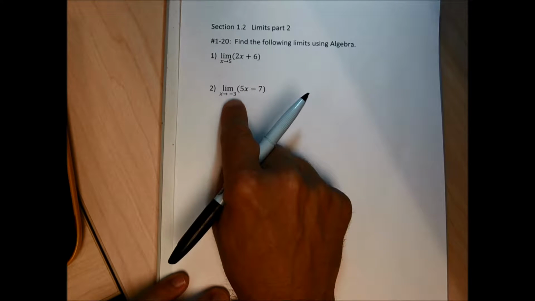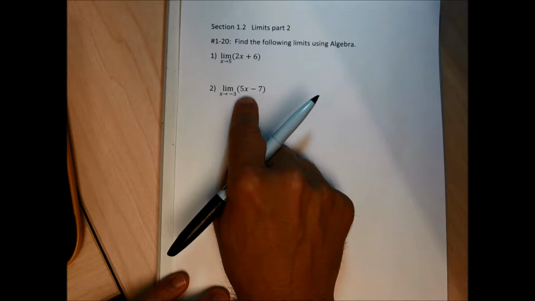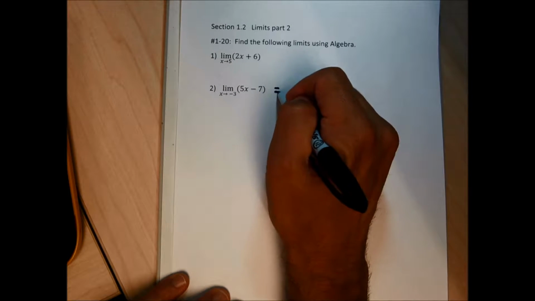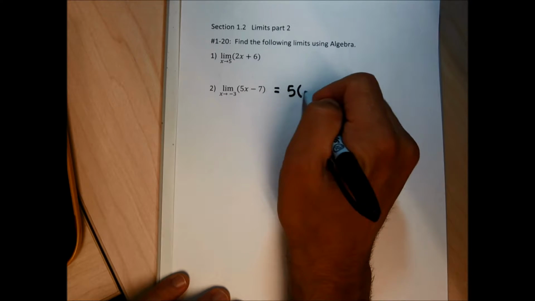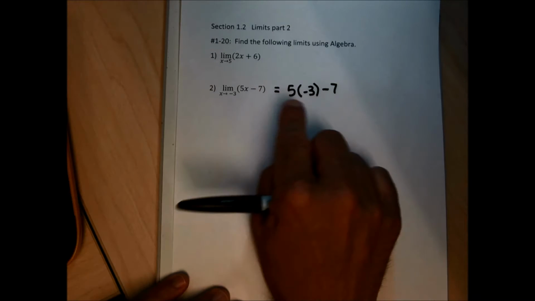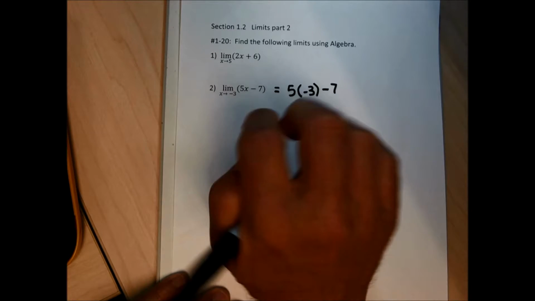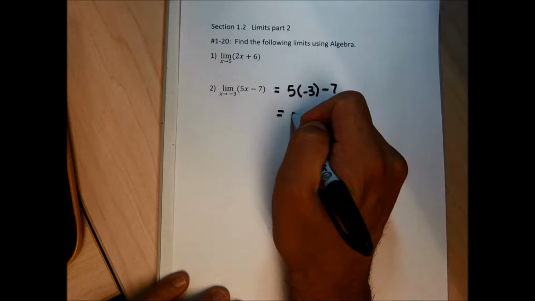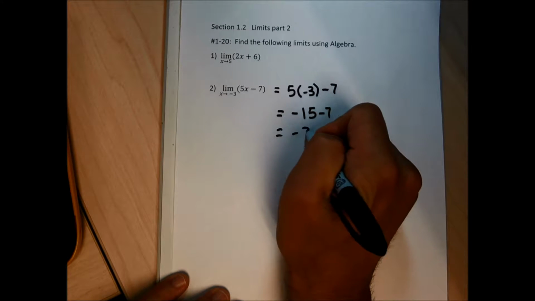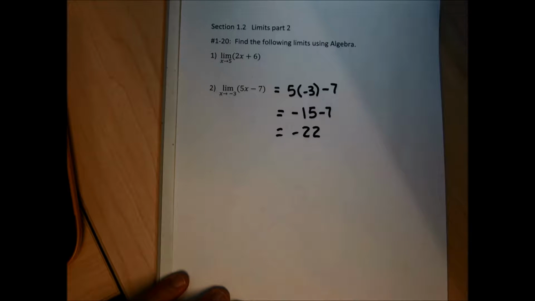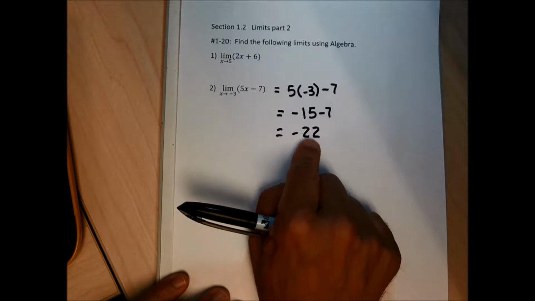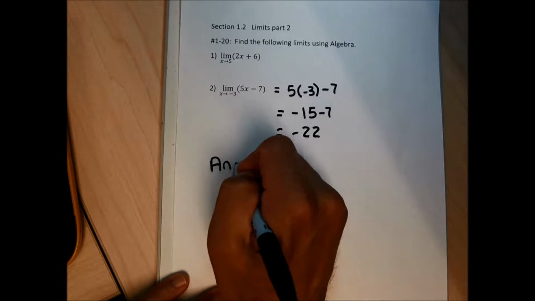I want to find the limit as x approaches negative 3 of the function 5x minus 7. Well, I can find that simply by plugging in negative 3 for x and doing the algebra. Once I plug the negative 3 in for x, I stop writing the word limit, because I'm actually finding the limit when I plug the negative 3 in for x. So this tells me that the limit as x approaches negative 3 of the function 5x minus 7 is negative 22.